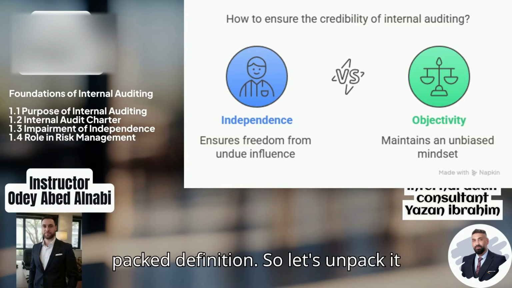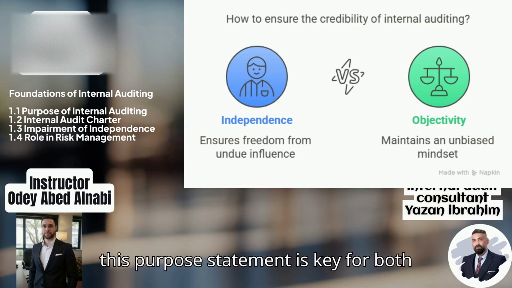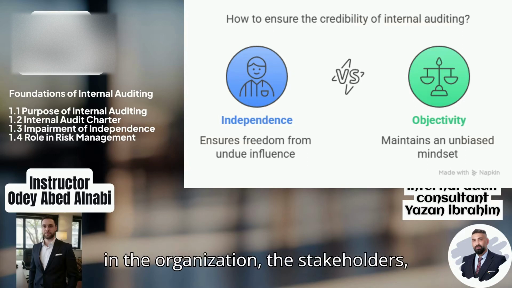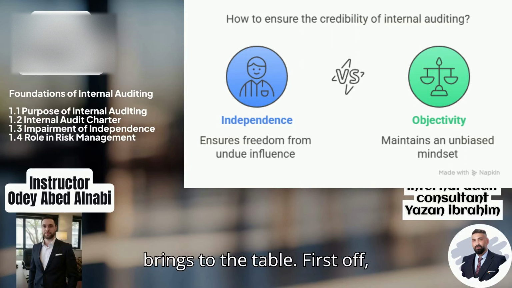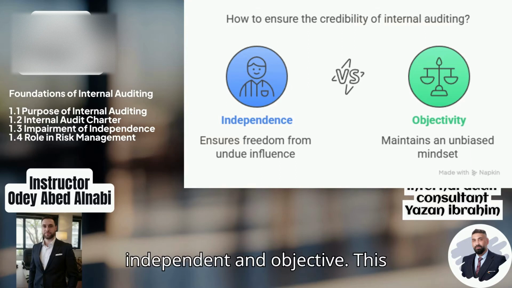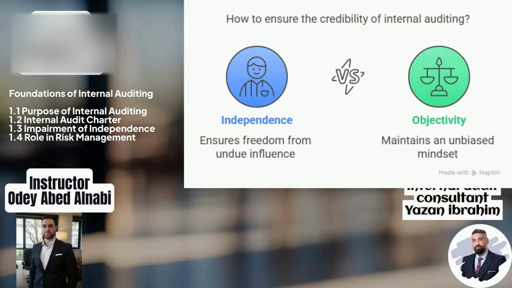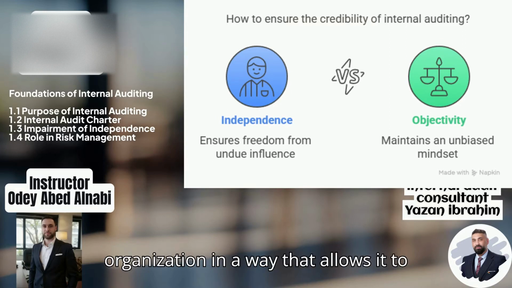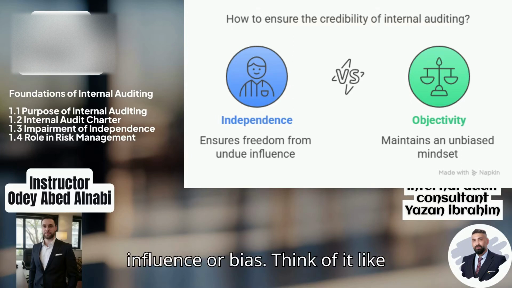That's a packed definition. So let's unpack it piece by piece, because understanding this purpose statement is key for both the auditors themselves and everyone else in the organization, the stakeholders, to grasp the real value internal auditing brings to the table. First off, independent and objective. This isn't just jargon, it's the bedrock of internal audit's credibility. Independence means the internal audit function is positioned within the organization in a way that allows it to perform its work freely, without undue influence or bias.